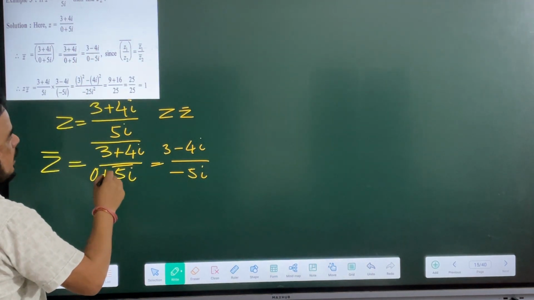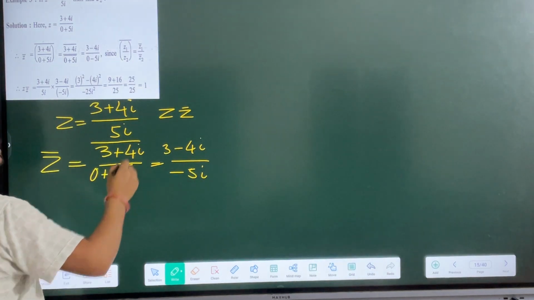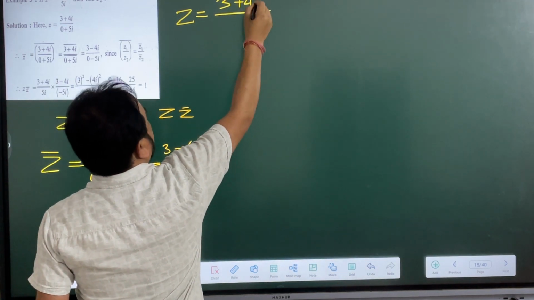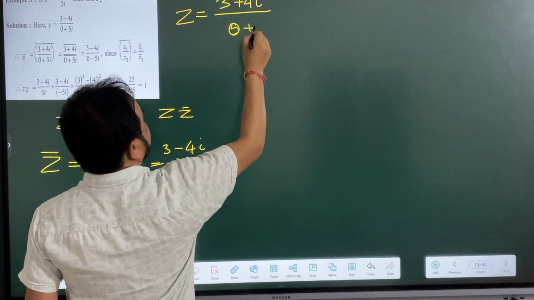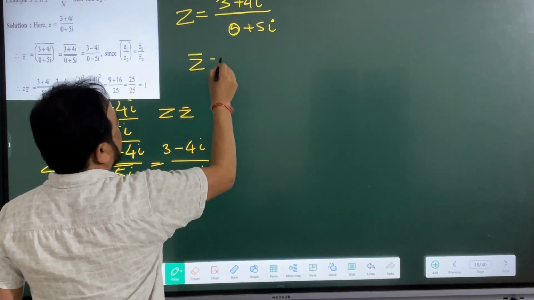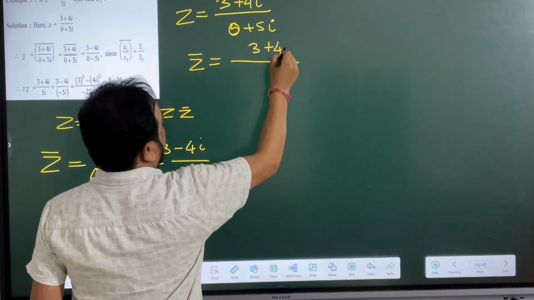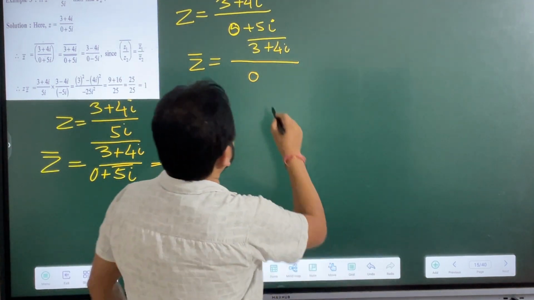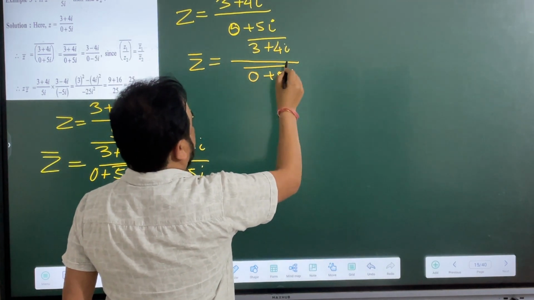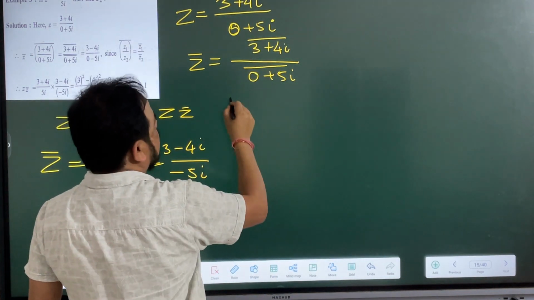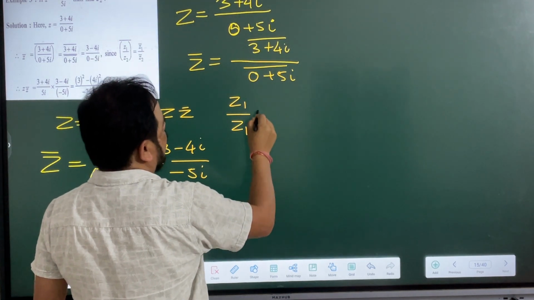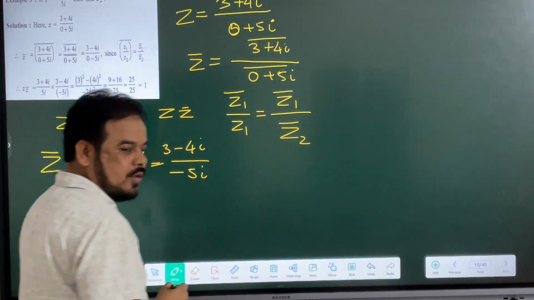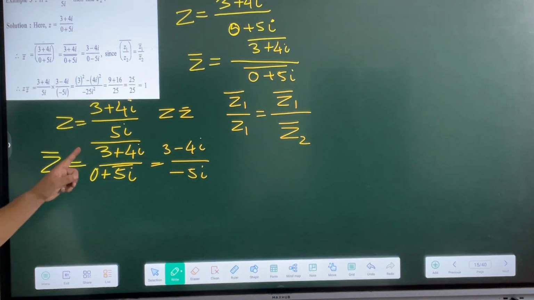So here, look here, this one you may get some difficulties, you may forget. Here Z equals to 3 plus 4i by 0 plus 5i. Now Z bar equals to 3 plus 4i bar by 0 plus 5i bar. This one, bar we can put on z1 by z2. If we put bar here, we can write z1 by z2 bar this way. This is a theorem already got. This is a property.